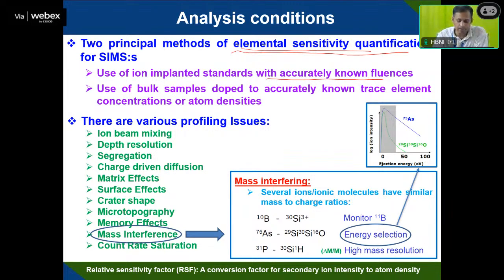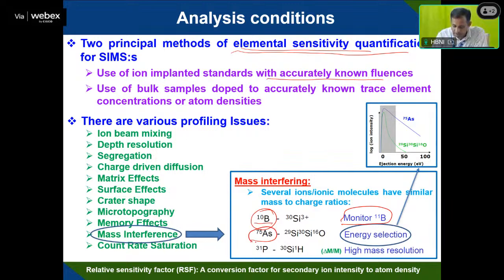Then there are various constraints, as I told: ion beam mixing, depth resolution is a problem, segregation, atomic mixing, charge-driven diffusion, matrix effect, and surface effect. Here is one example I'm giving of mass interference: you can see boron-10, and then you have a monitor, boron-11. So those types of things can be monitored.